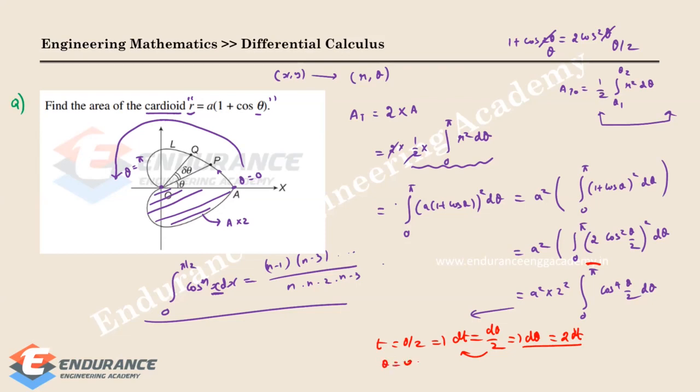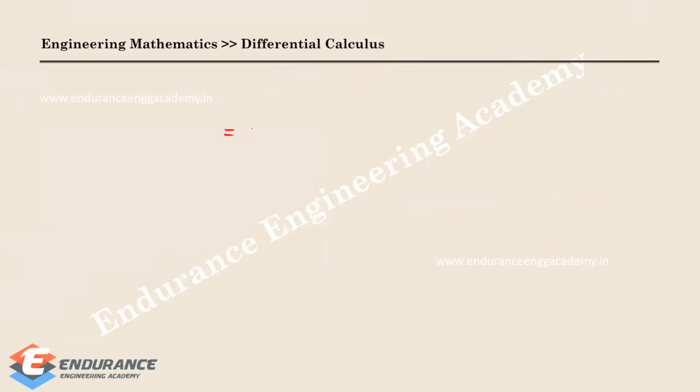Okay, and the limit: when theta equal to 0, obviously t is 0. There is no issue. And when theta equal to pi, t will be pi by 2. Okay, when theta is equal to pi, t will be pi by 2, right? So I can replace this one. I'll go to the next page.